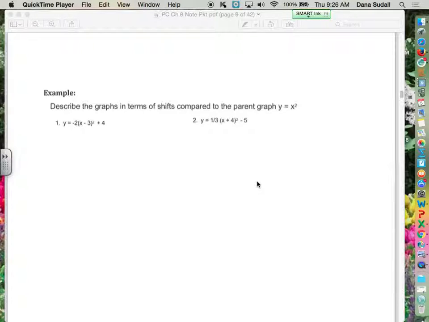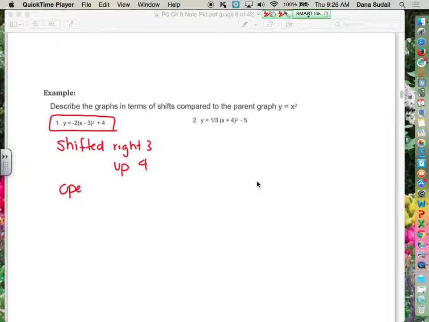So let's just review real quick a couple problems here. If I ask you to describe this equation here, you could tell me things like it's shifted right 3. And when I say shifted, the whole graph, all the points are shifted to the right 3. All the points are also shifted up 4 for that plus 4 in the end. The negative 2 is going to make this open downward, or it opens down. And then the 2 is going to make it narrower. And it's all compared to that y equals x squared graph.